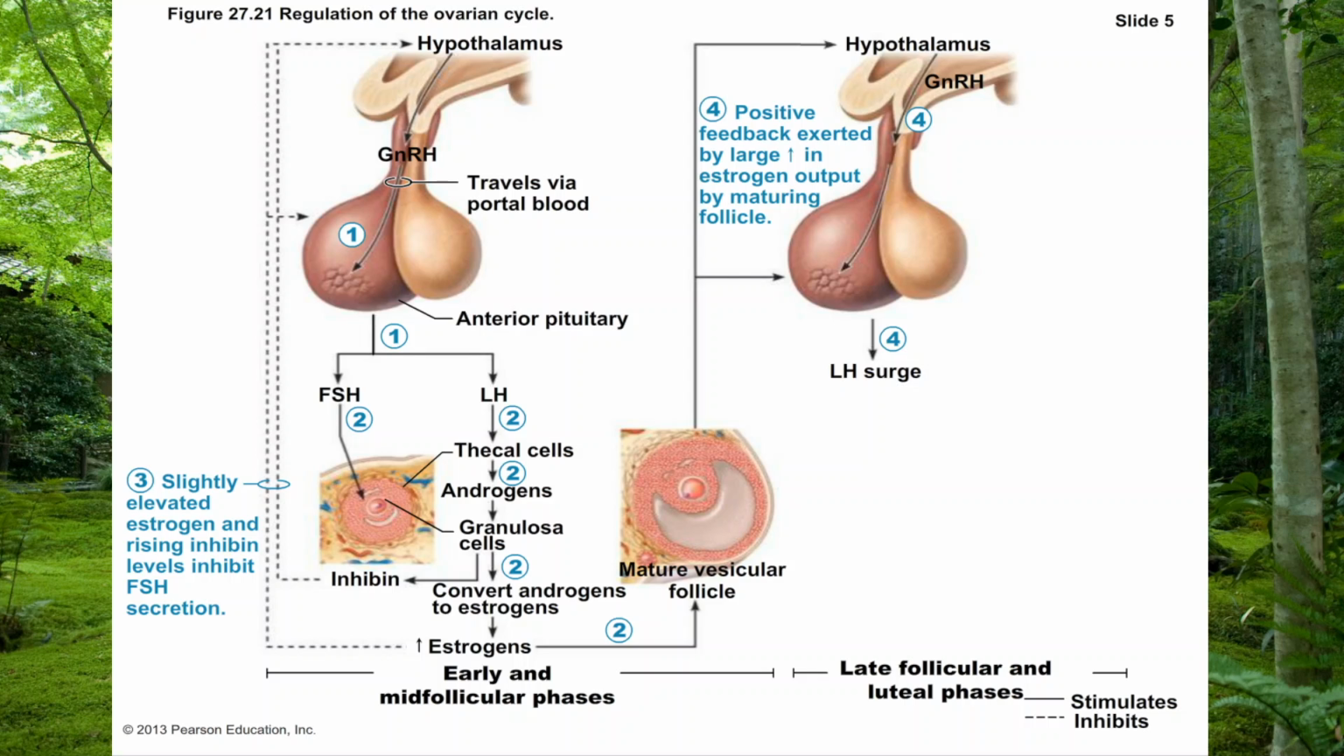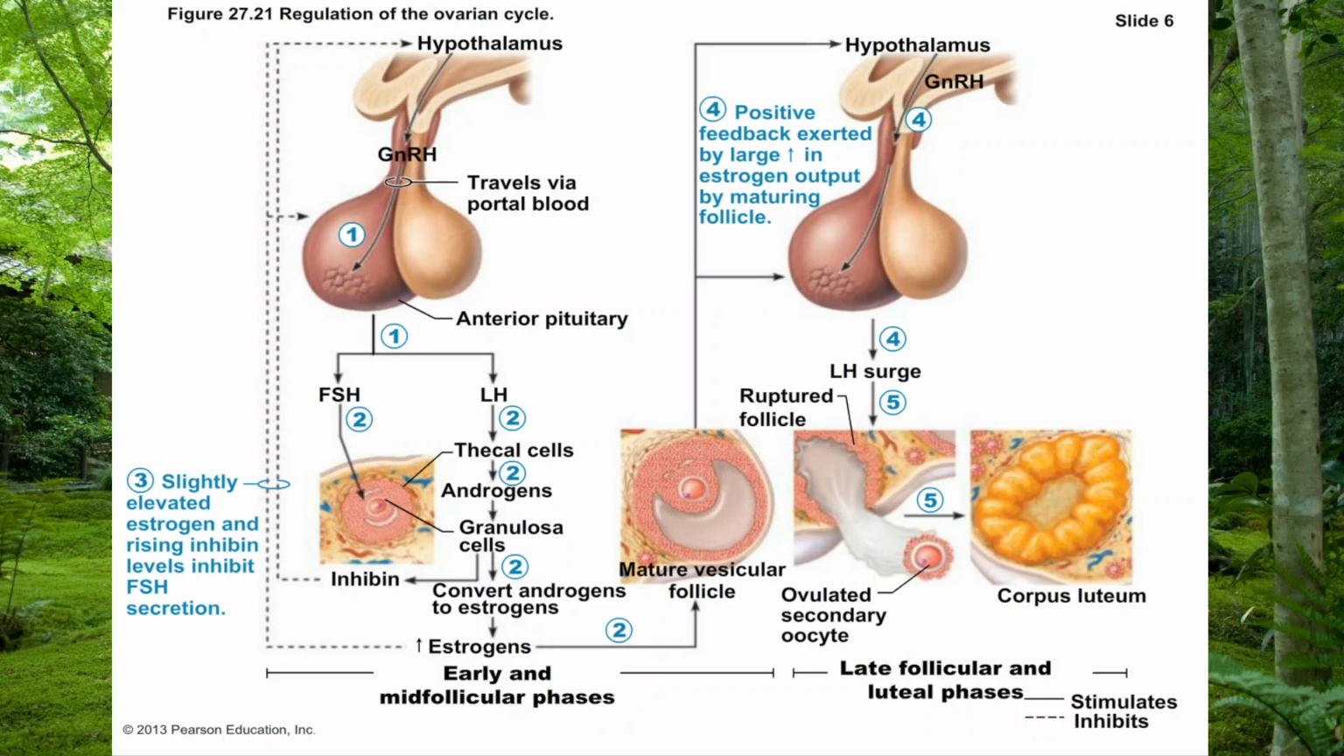More estrogen from the ovary is going to result in more FSH and LH secretion, which is going to result in more estrogen from the ovary, which is going to result in more FSH and LH. So eventually we're going to get this large peak in both FSH and LH. And this surge in LH is particularly important for causing ovulation.